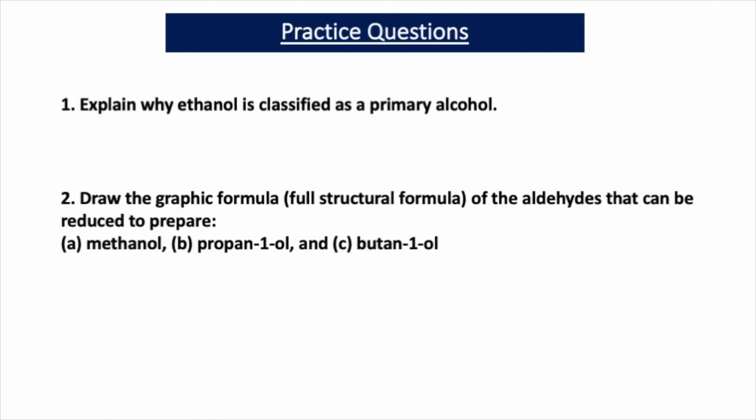So we've now discussed two further ways of making an alcohol. In other words, the addition of steam to an alkene and the reduction of aldehydes and ketones. So now let's test your understanding of these methods with some practice questions. So read through the questions, pause the video, have a go at them, and then we'll go for the answers.